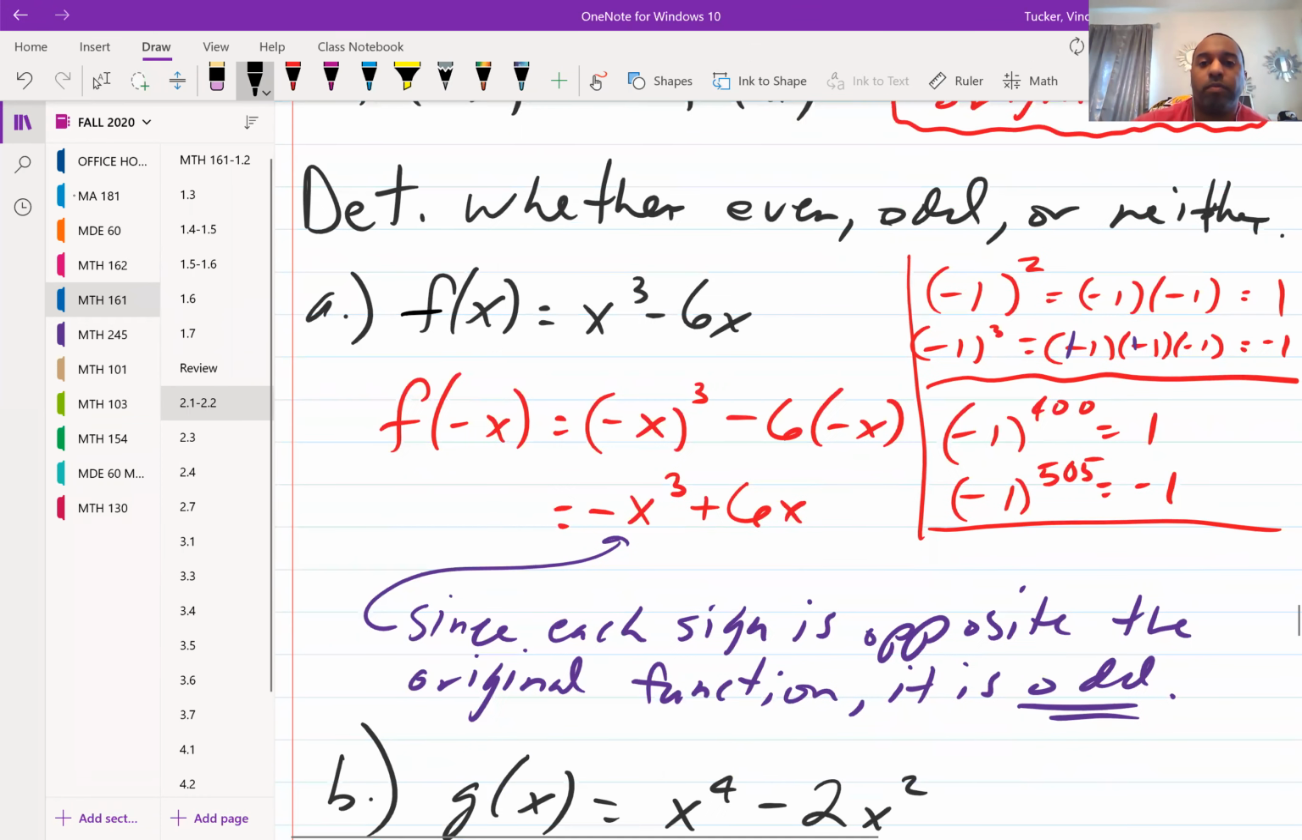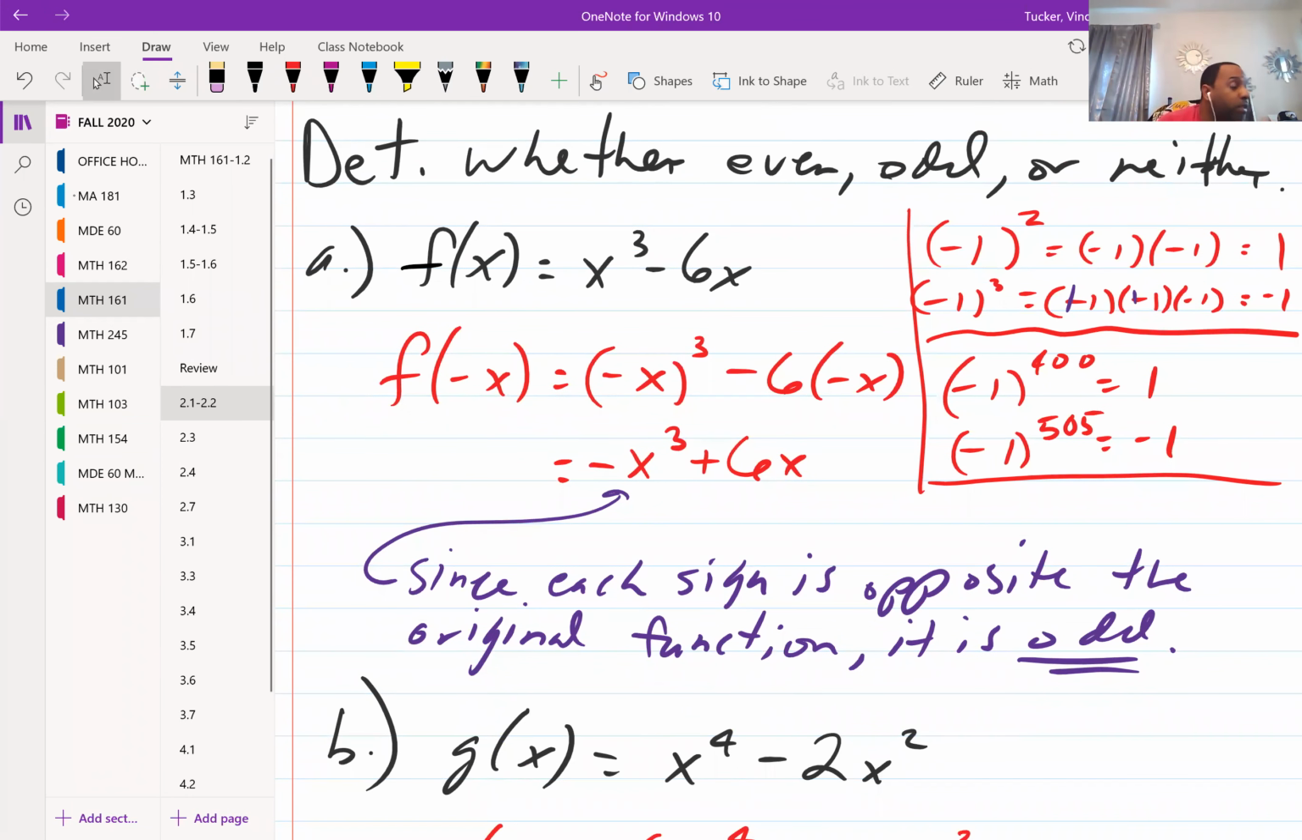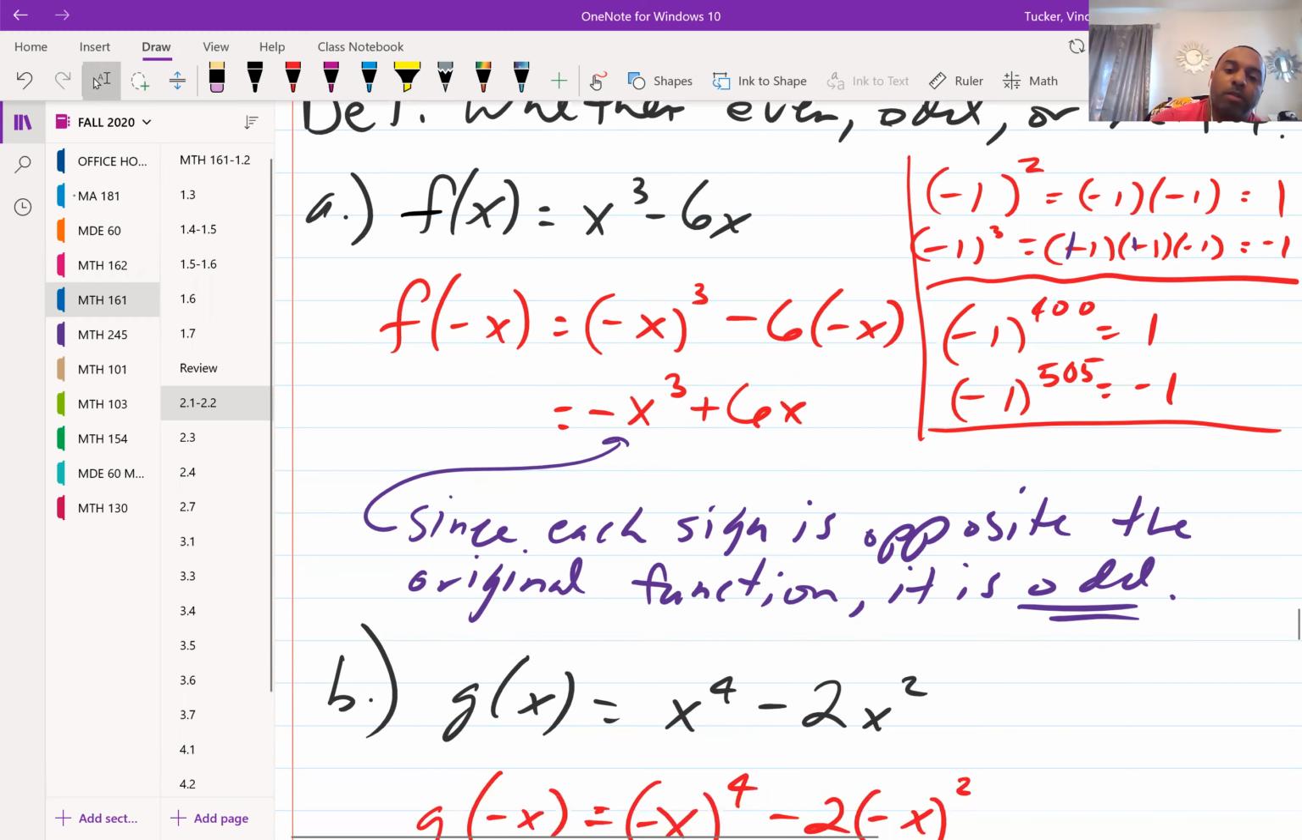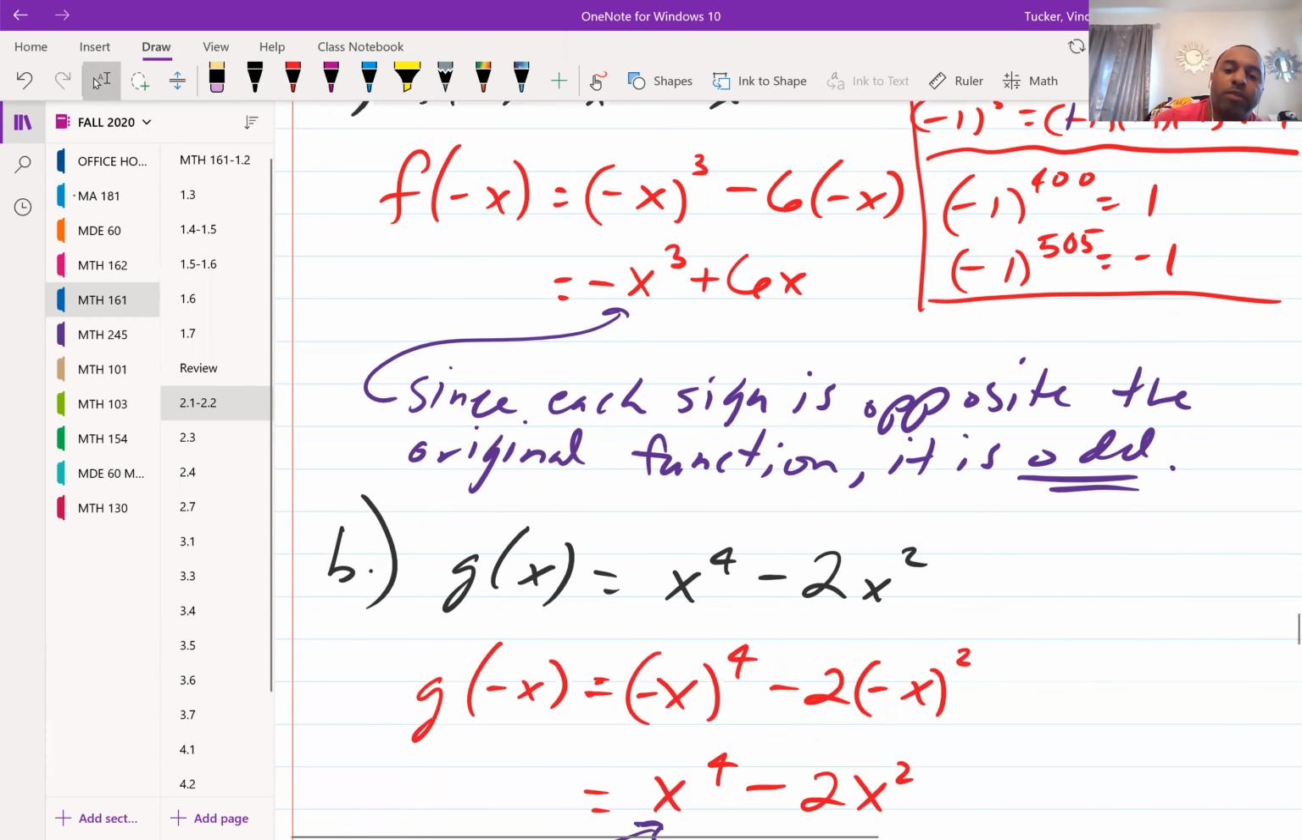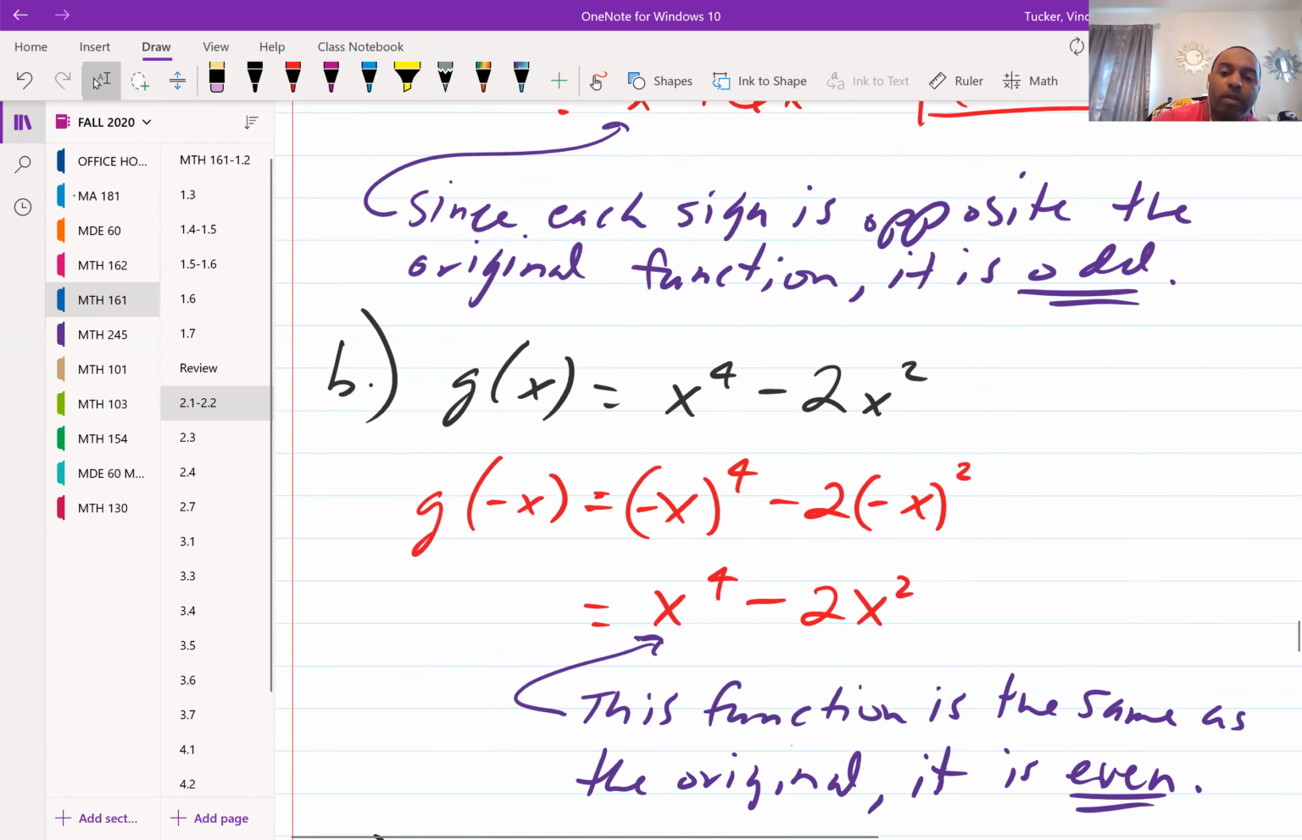All right. Next one, g of x is equal to x to the 4th minus 2x squared. Going to follow the same procedure, substituting in negative x, but this time we have an even power on both of our negative x's. So that would be a positive x to the 4th minus 2x squared. And this function is the same as the original, so that means it is even.